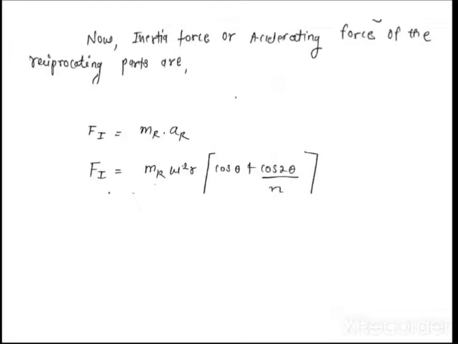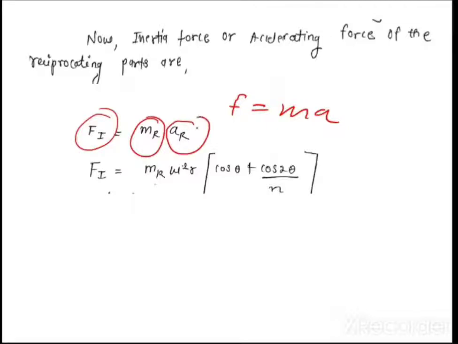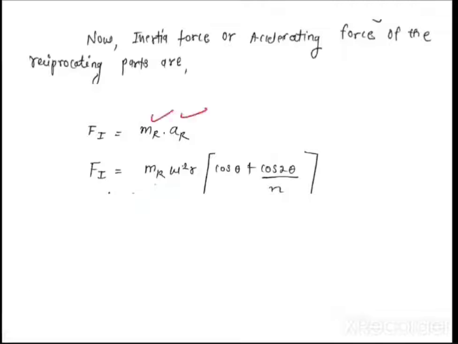Now this inertia force, or accelerating force, of the reciprocating part is given by what? We know that F is equal to m into a. So let us say Fi is the inertia force, MR is the mass of the reciprocating part, and AR is the acceleration of the reciprocating part. So if you know MR and AR, we will get the inertia force.